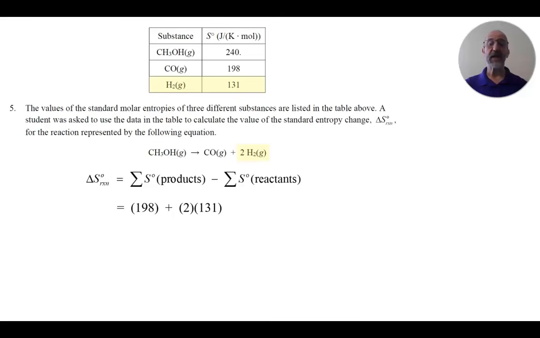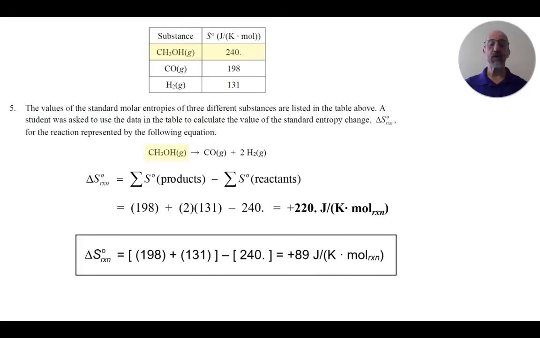Now, let's go ahead and finish this calculation. We've taken care of the products. Let's focus on the reactant. So the gaseous methanol has an absolute molar entropy of 240. So that would be products minus reactants. And when we finish this calculation, we are not going to get positive 89 like the student got. Instead, we get a value of positive 220 with units of joules per Kelvin mole of reaction.